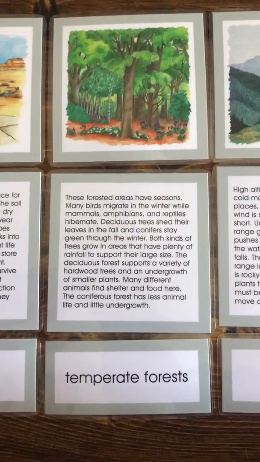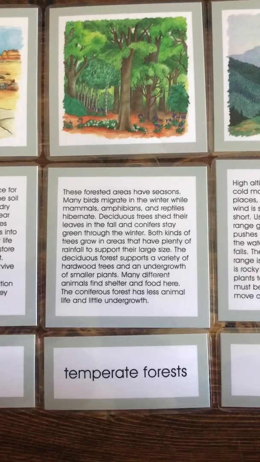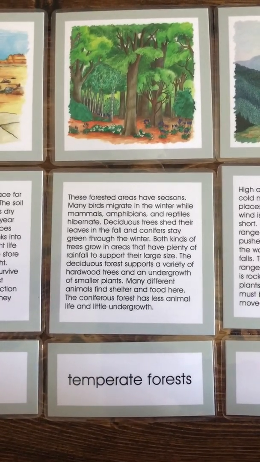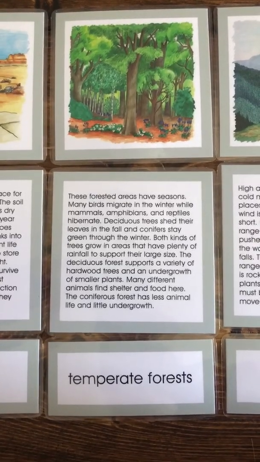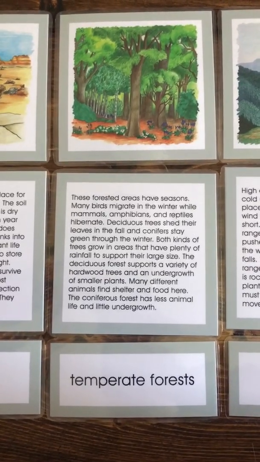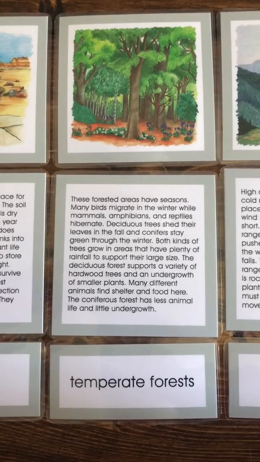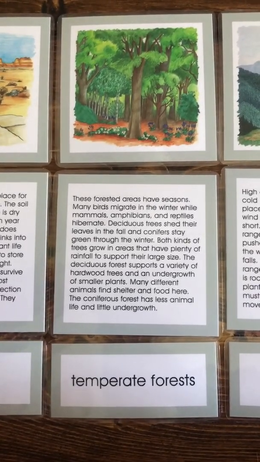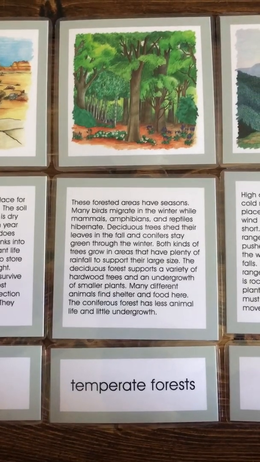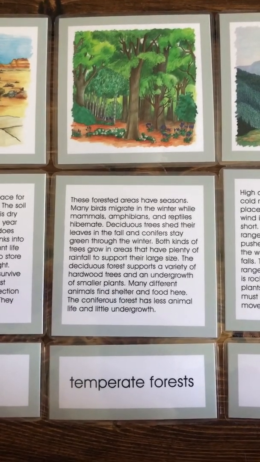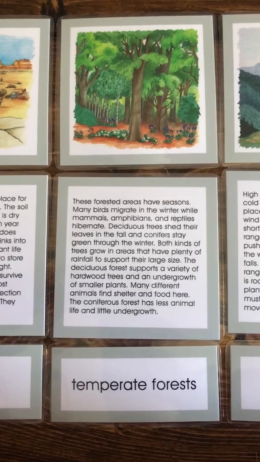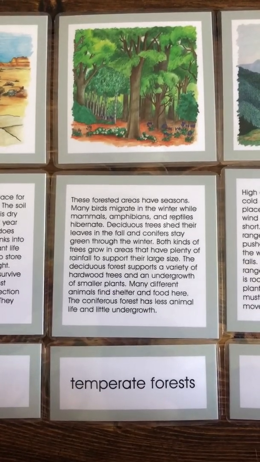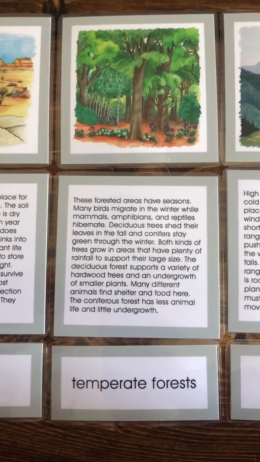Next, we have temperate forests. These forested areas have seasons. Many birds migrate in the winter while mammals, amphibians, and reptiles hibernate. Deciduous trees shed their leaves in the fall, and conifers stay green through the winter. Both kinds of trees grow in areas that have plenty of rainfall to support their large size.